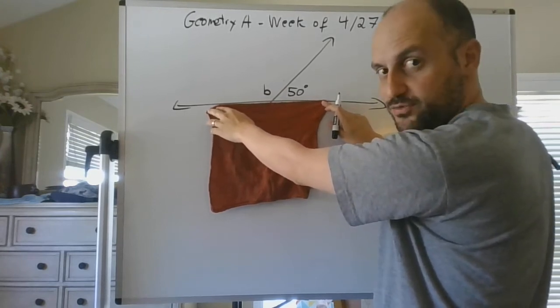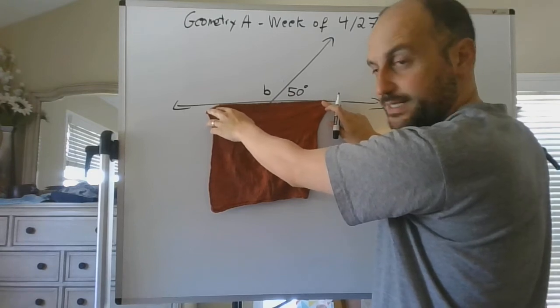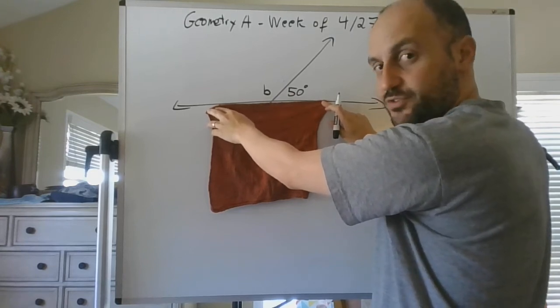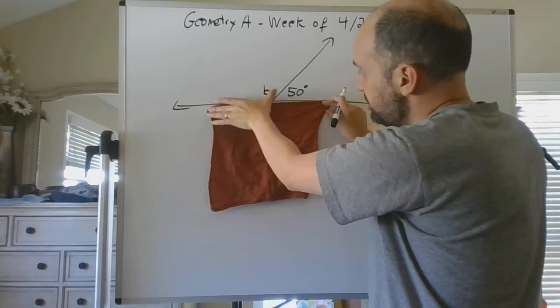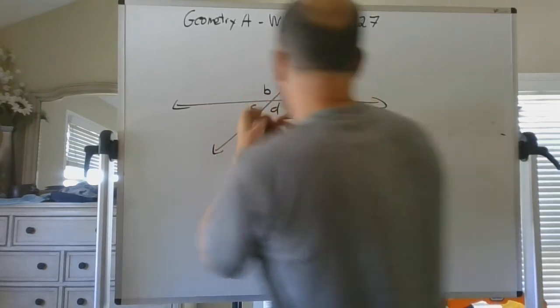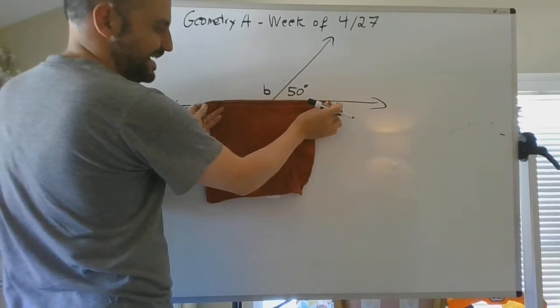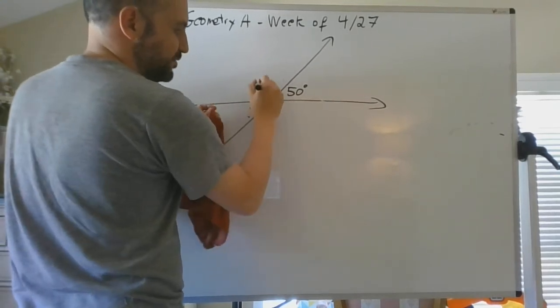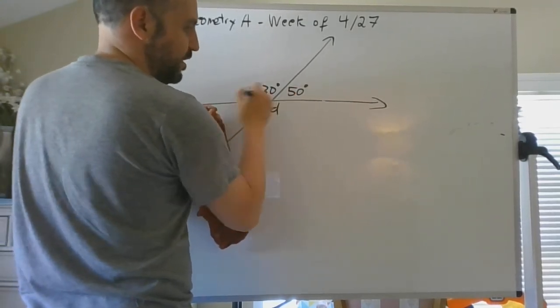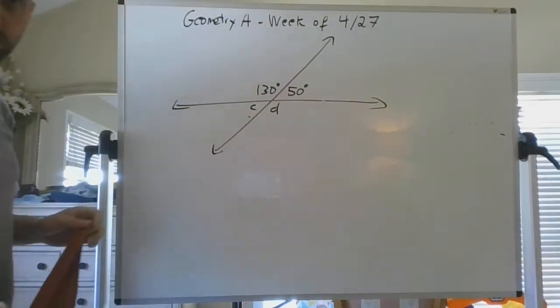And what do we know about a straight line? A linear pair, a straight line, makes 180 degrees. That means these two are going to add up to 180. A is 50, so B has to be 130 degrees. Why? Because 130 plus 50 is 180.